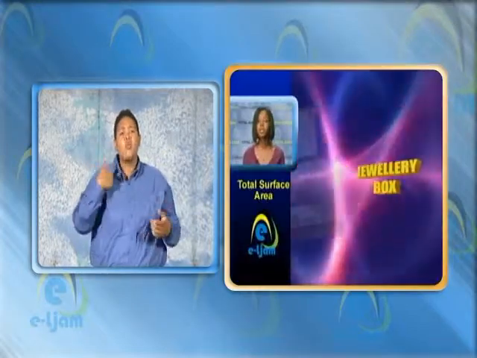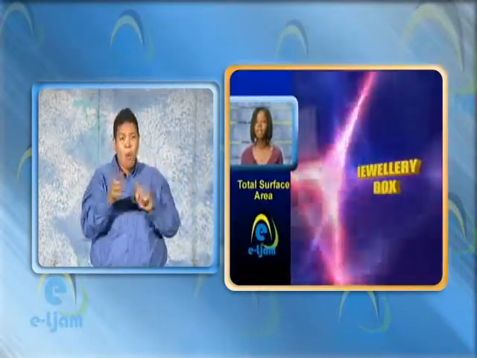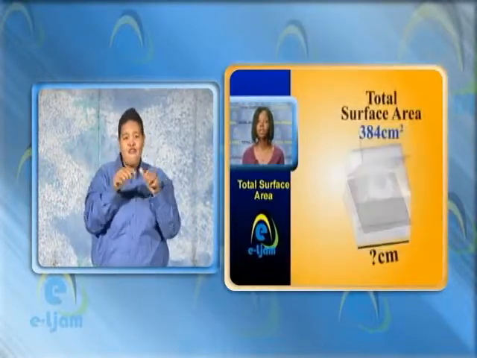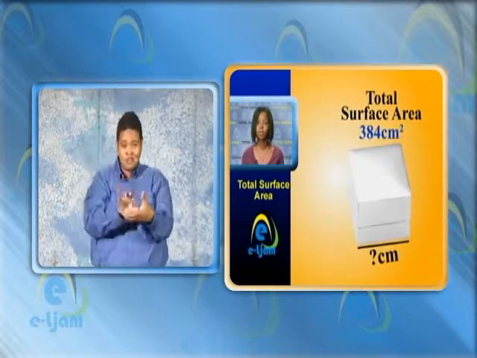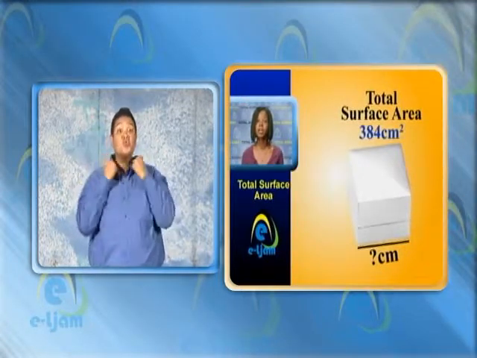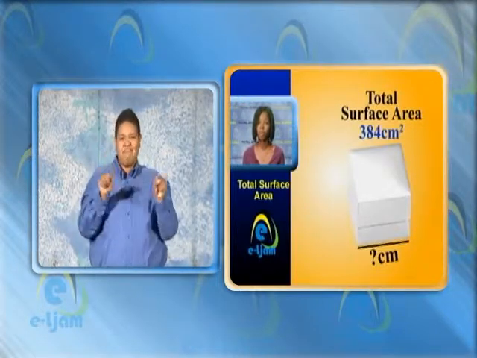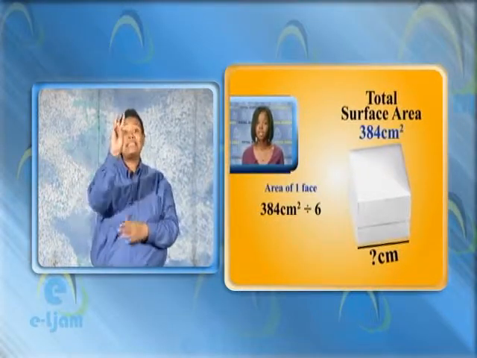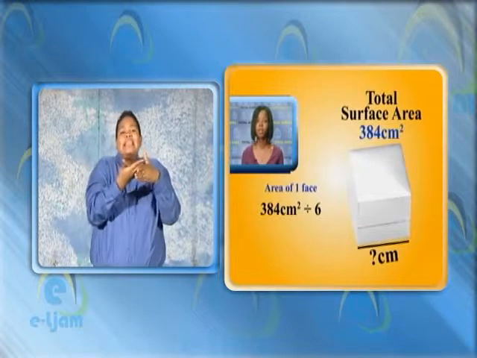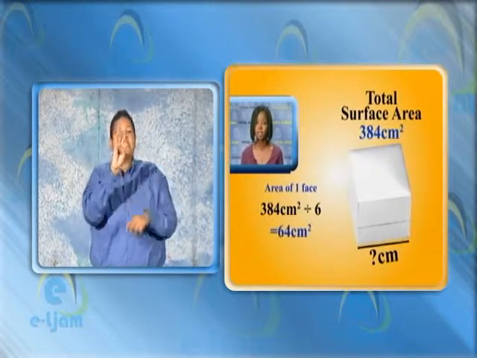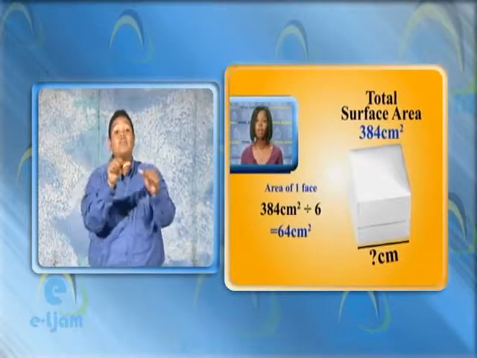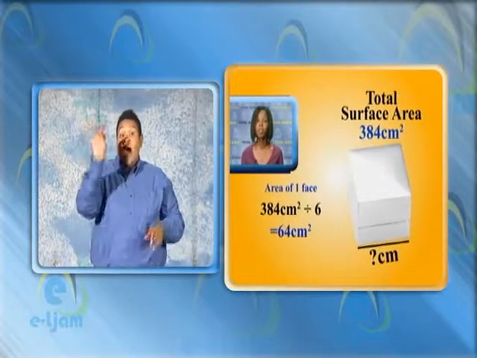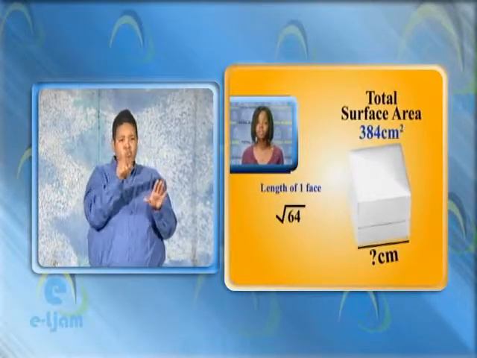Suppose we already know the total surface area, but need to find the length of one edge. For instance, the area of a jewelry box is 384 centimeters squared. This jewelry box is in the shape of a cube. What is the length of an edge? Since there are 6 equal faces, we first divide the total surface area by 6 to get 64 centimeters squared, giving us the area of one square face. Then, to find the length, we find the square root of 64, which gives us a length of 8 centimeters.